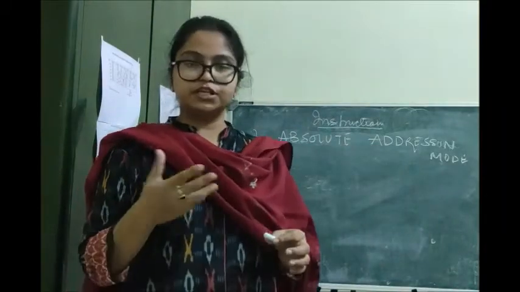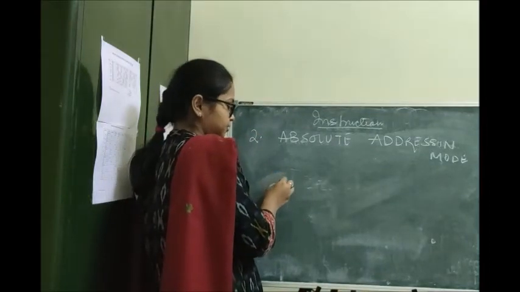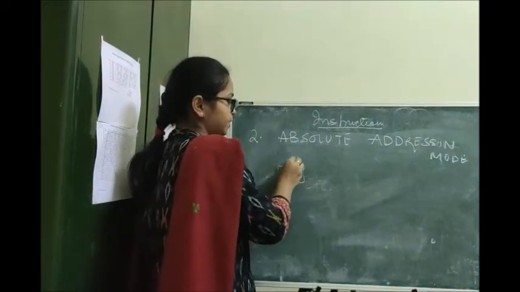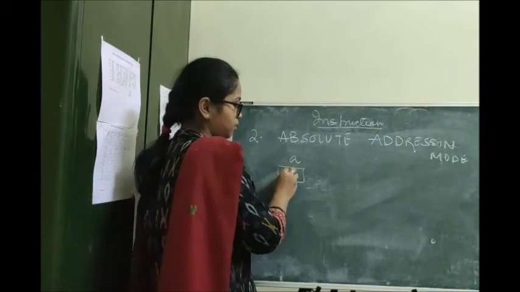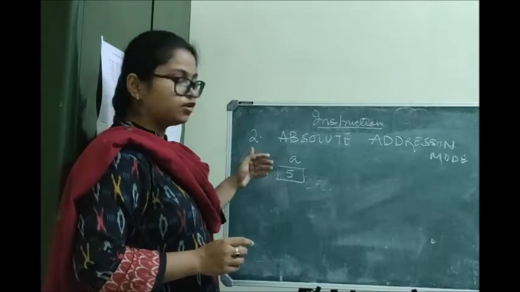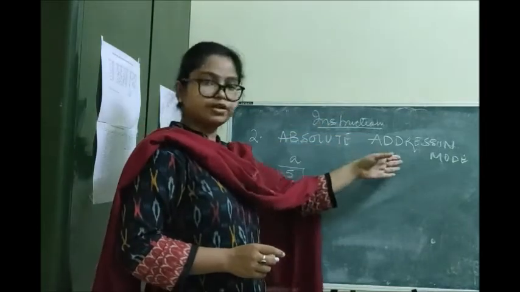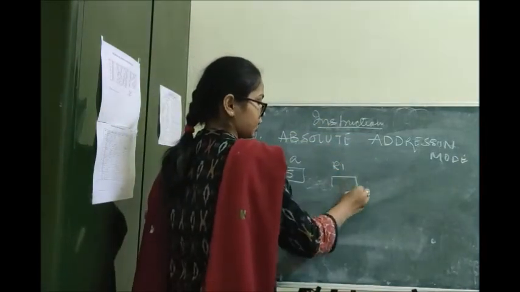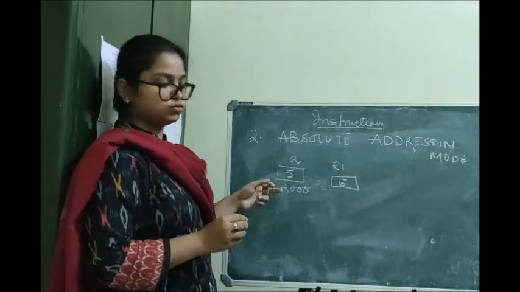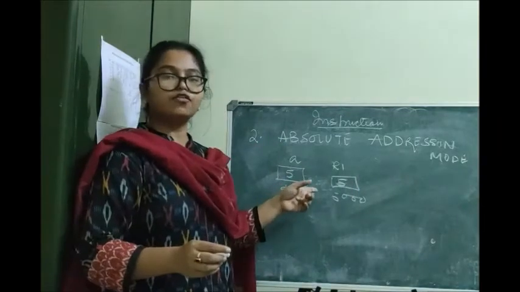Now before moving to the absolute addressing mode, we need to understand that an operand resides in an address, of course. Suppose here A is a variable which has value 5. Now it is stored in some kind of address, right? If it is stored in memory, it has some kind of address. If it is stored in a register, suppose R1, this also has some kind of address. Suppose the address here is 2000 and the address here is 5000.